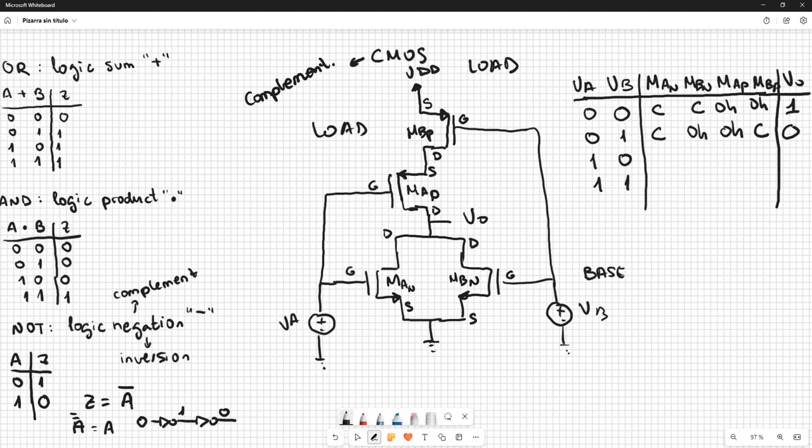So the next case. In this case, transistor A is in ohmic because it's a 1, and transistor B is in cutoff because it's a 0. So the complementary transistor of A, the PMOS, has to be in cutoff, and the complementary transistor of B, the PMOS, is going to be in ohmic. Always ohmic or cut. Always the opposite when comparing both transistors. So in this case, we are going to have a 0.